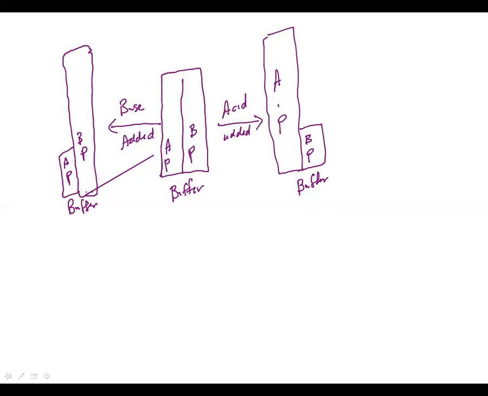When you add acid, the base part takes care of any H plus that would normally come into the solution. When you add a base to the buffer, the acid part takes care of any OH minus that would normally come into solution. And basically, it's able to maintain both the H plus concentration and the OH minus concentration as being relatively constant. And what that means is your pH remains relatively constant.